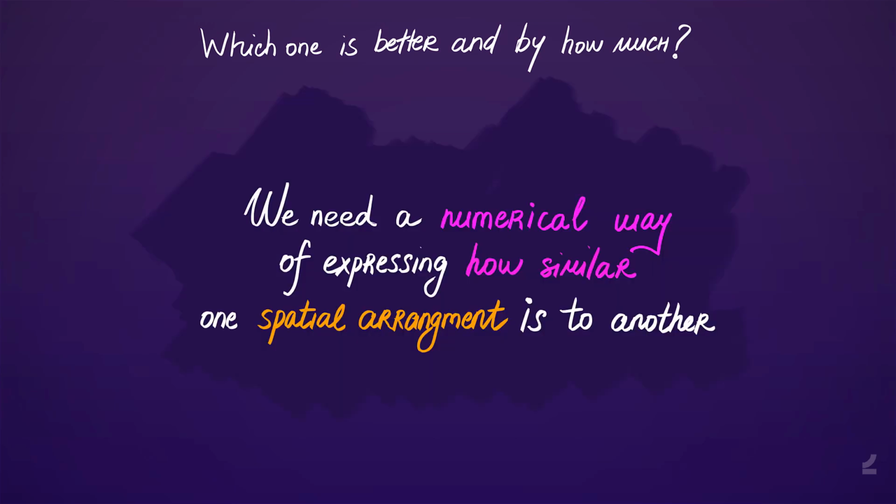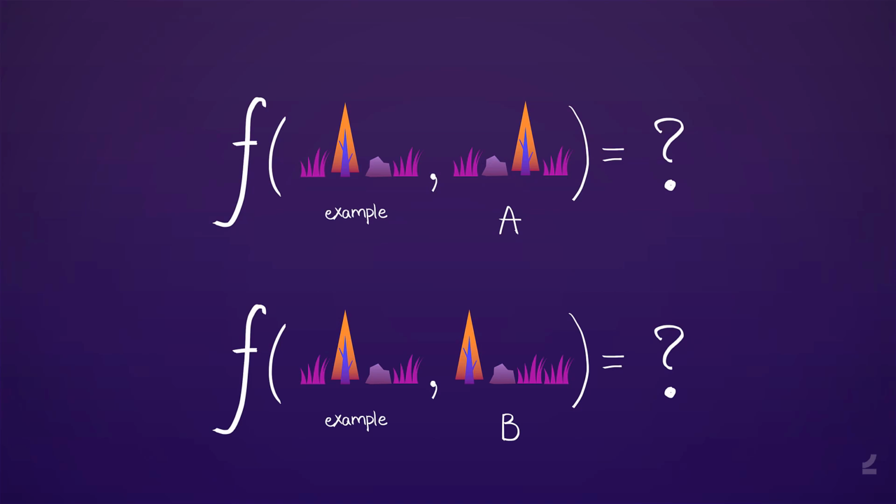We need a numerical way of expressing how similar one spatial object arrangement is to another. So it has to be some kind of function that takes our example and compares it to another object arrangement. We don't know what it is yet, but let's just have a closer look at A and B. Maybe we can find a pattern.